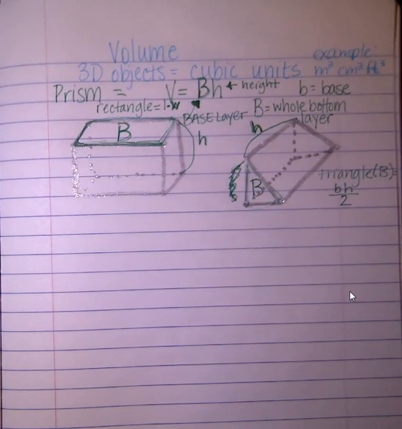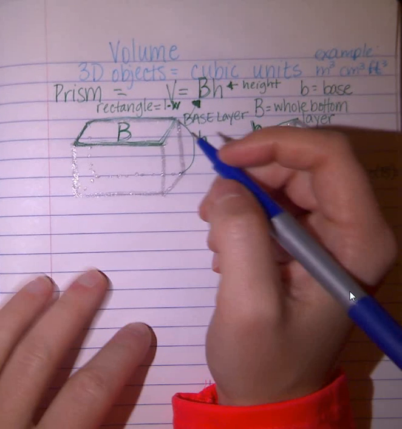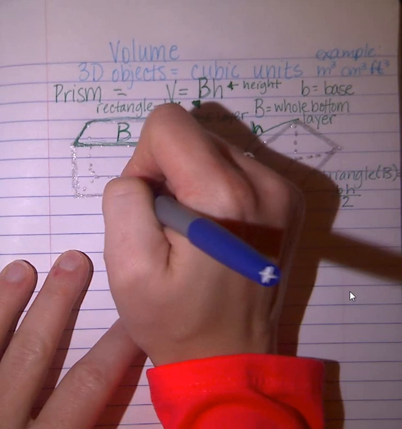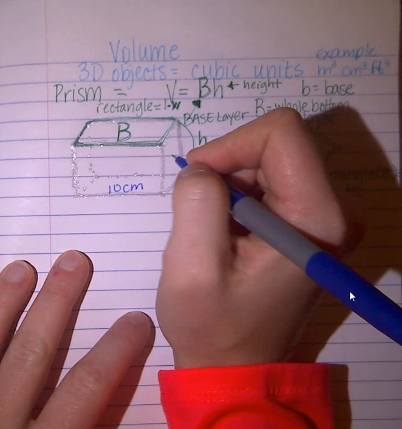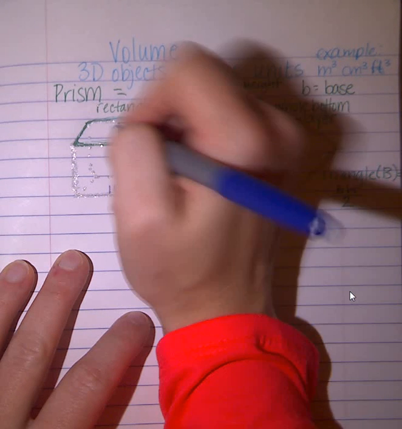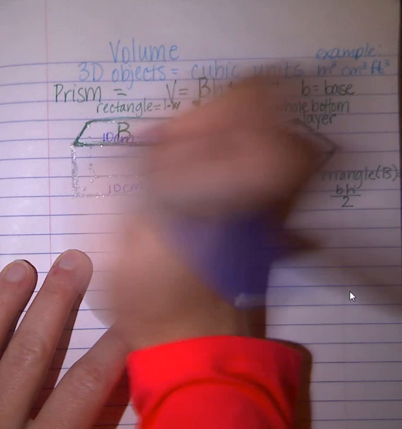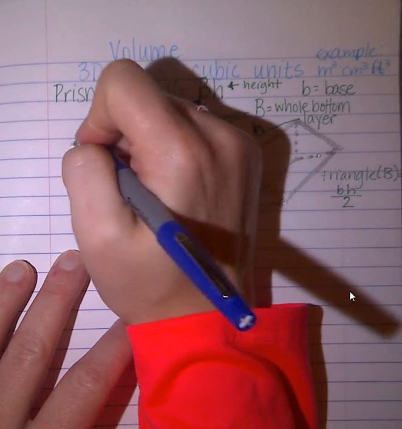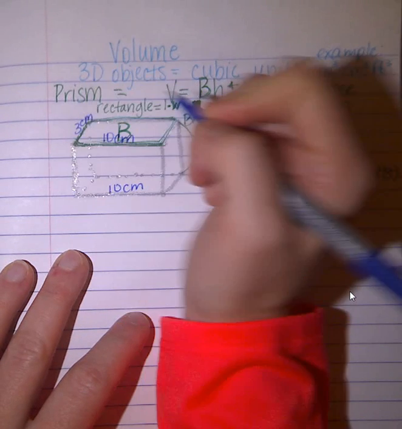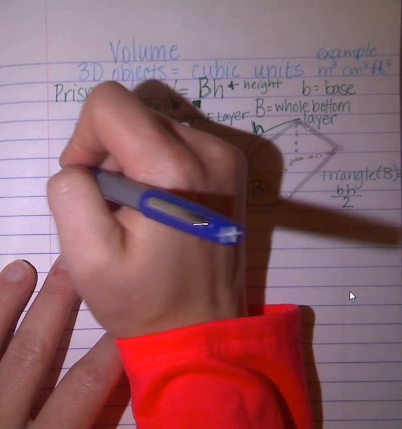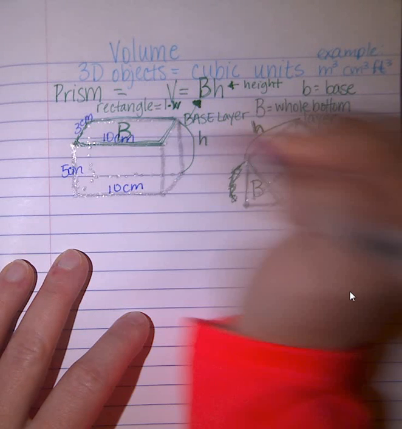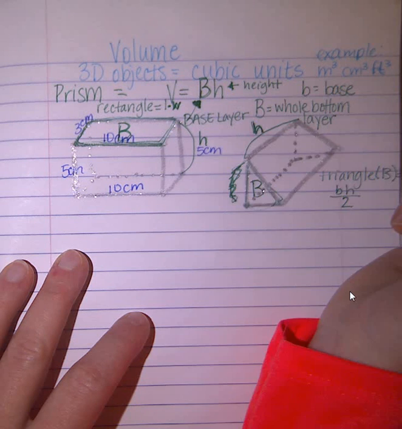Let's say, using those same three-dimensional figures I just drew, that this is 10 centimeters. So that means this is 10 centimeters across the length. This is 3 centimeters, and the height is 5 centimeters.